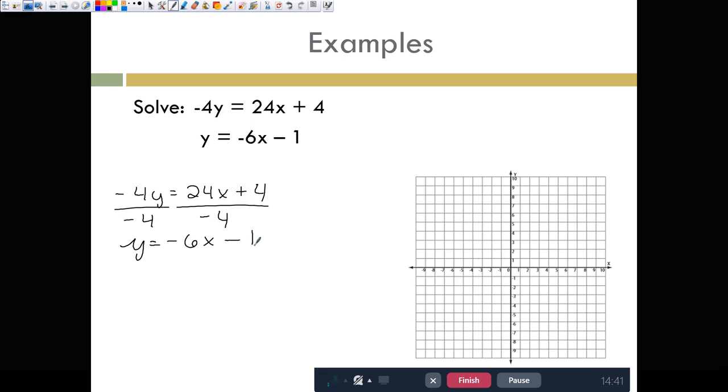However, it's asking us to graph, so you just have to graph one line. You don't have to have multiple lines because it's the same line. So I'm going to start at my y-intercept negative 1, and I'm going to go down 6, 1, 2, 3, 4, 5, 6, and 1 to the right. Or up 6, and 1 to the left. This is a negative slope, so it needs to lean to the left. And this is infinitely many solutions.